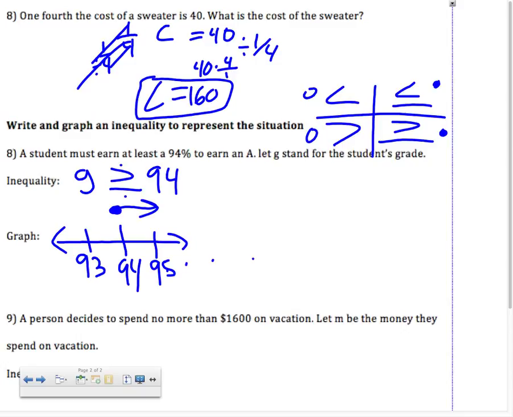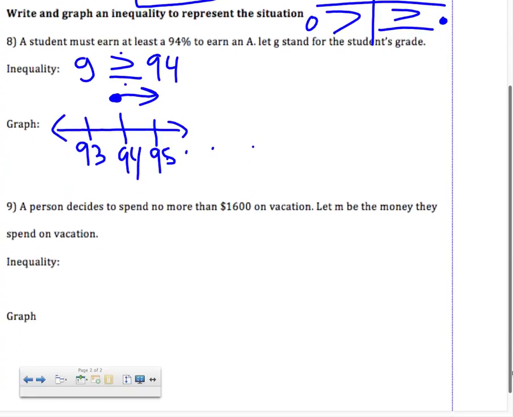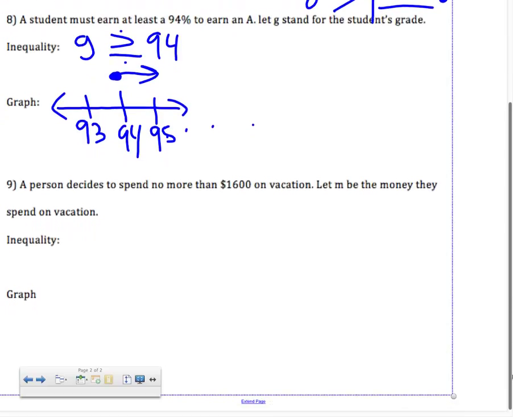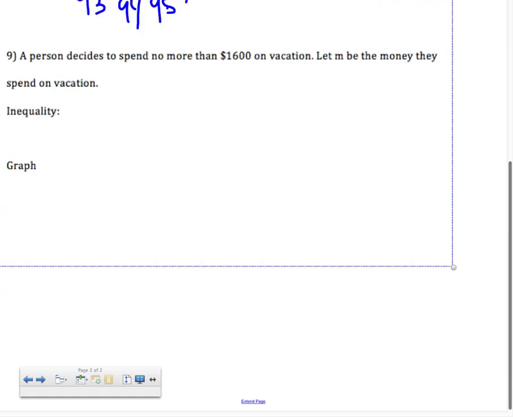The next one here, very similar problem, just a bit different numbers. A person decides to spend no more than $1,600 on a vacation, and then M is the money they actually decide to spend on the vacation. So we have the variable M being compared to 1,600. And we want to know what symbol is going to go in between this pair.